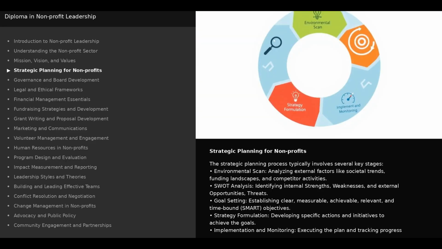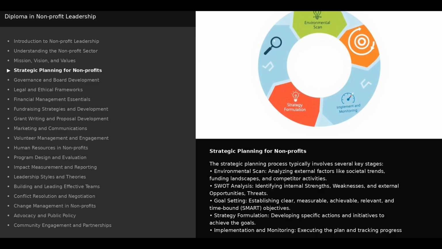The strategic planning process typically involves several key stages. Environmental scan, analyzing external factors like societal trends, funding landscapes, and competitor activities. SWOT analysis, identifying internal strengths, weaknesses, and external opportunities.